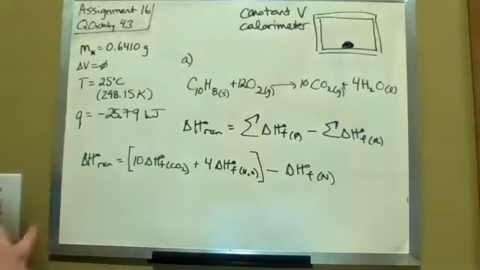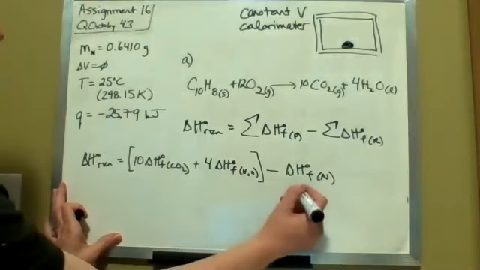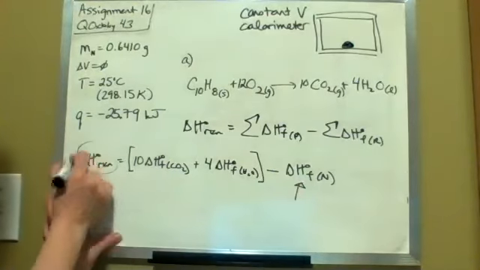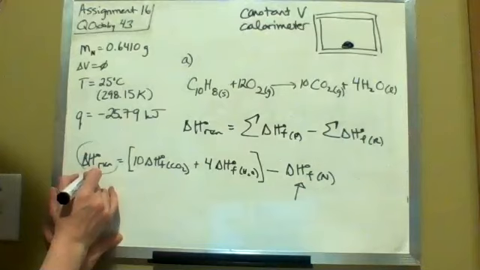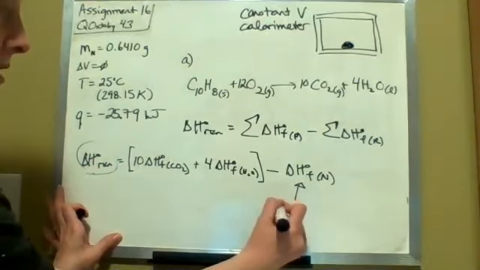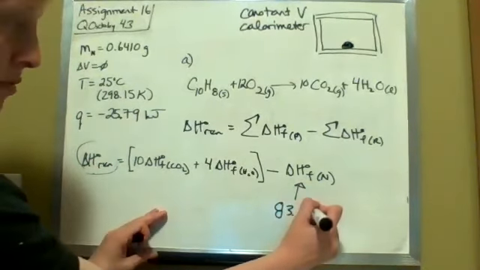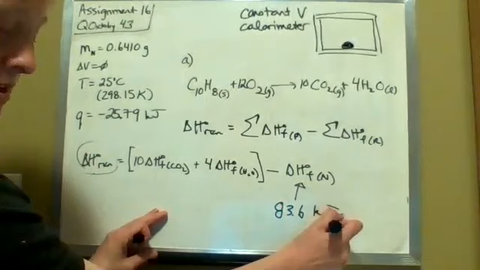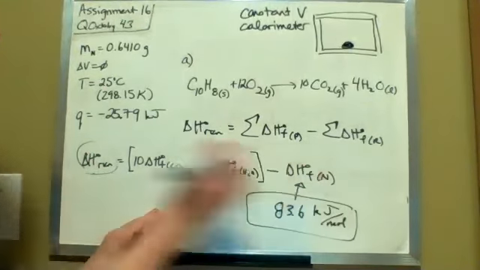So you should be able to go through and solve for this. So this value in the end, because your delta H naught of reaction you got from part C, should be 83.6 kilojoules per mole.